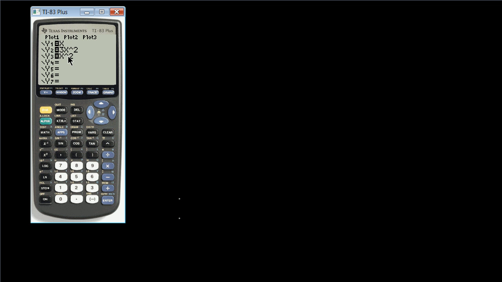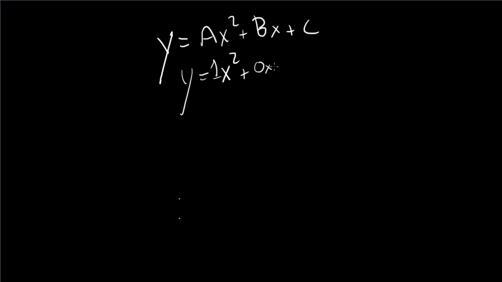So many students will know that they can write an equation, hopefully y equals ax squared plus bx plus c. So when they see an equation y equals x squared, they should in their brains think that's 1x squared plus 0x plus 0.